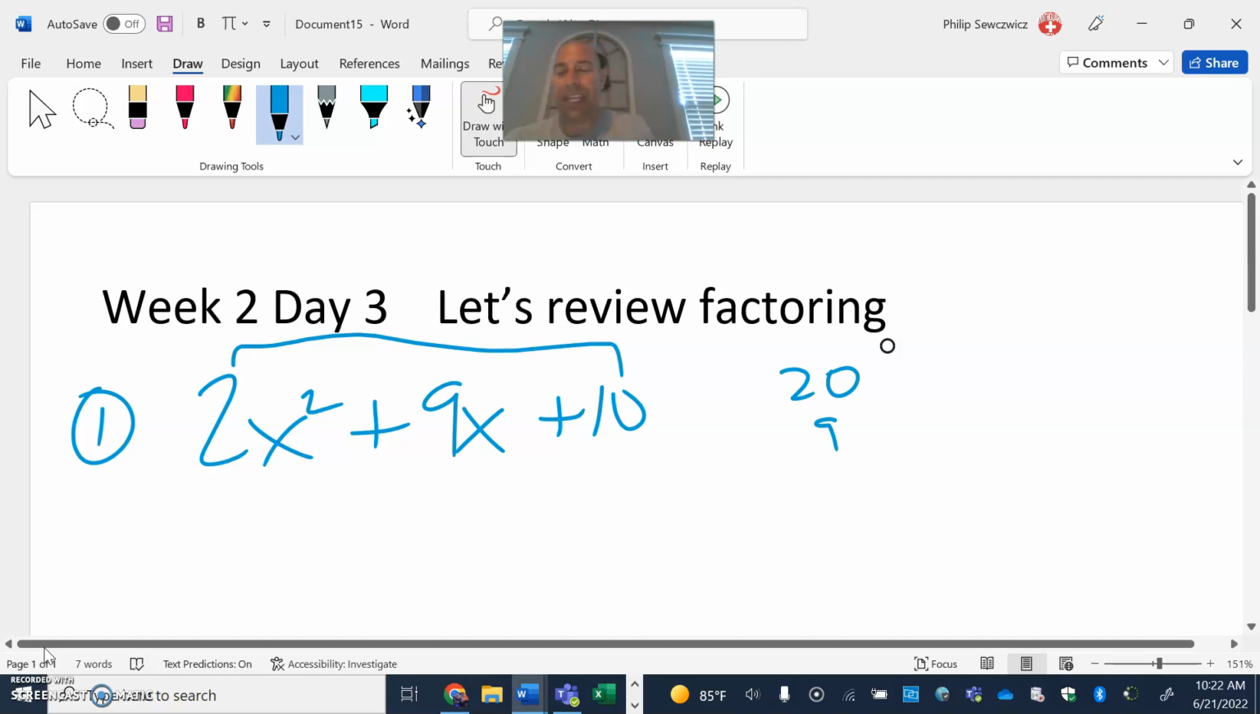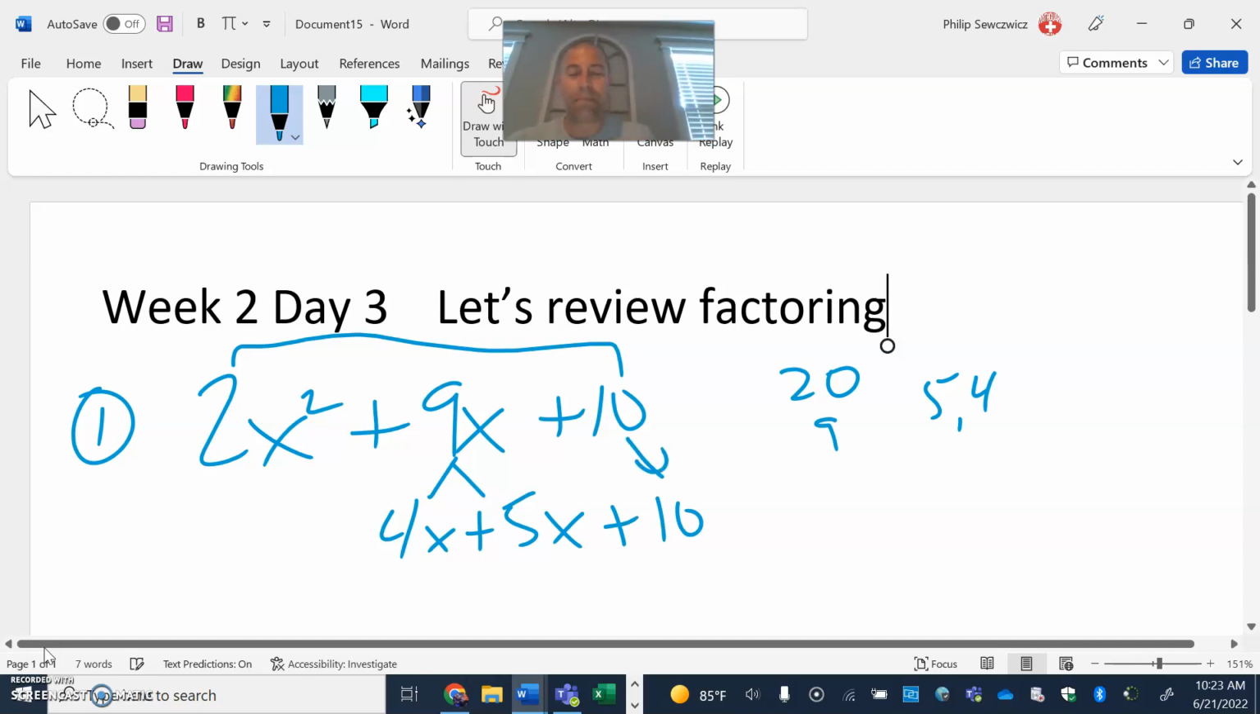So that tells me I'm going to split this 9x, because 5 and 4 works, as a 4x and a 5x. Now you might be asking, well, why not do the 5x first? It really doesn't make a difference. But what I'm noticing is I got a 10 over here to the right that I'm going to bring down, and I notice the 5 is going to play nicely with the 10. And over here, I've got a 2x squared that I'm going to bring down, and I notice that the 4 is going to play nicely with the 2. Again, it's going to work the other way as well. I just find that it makes my life a little bit easier.